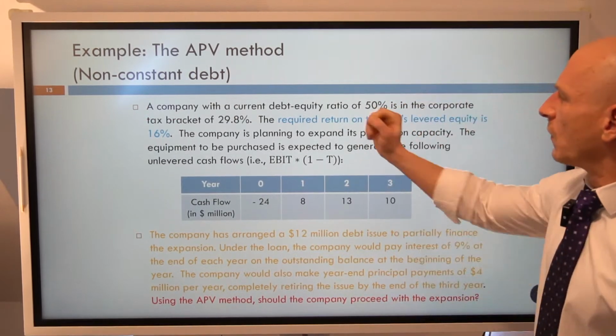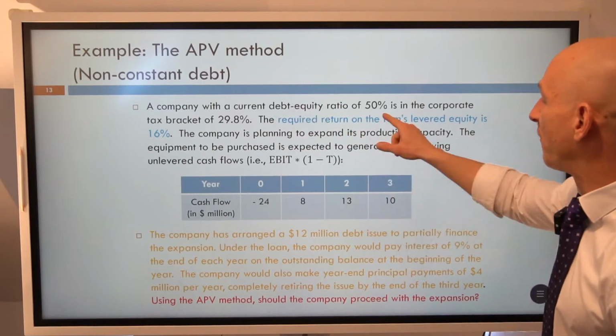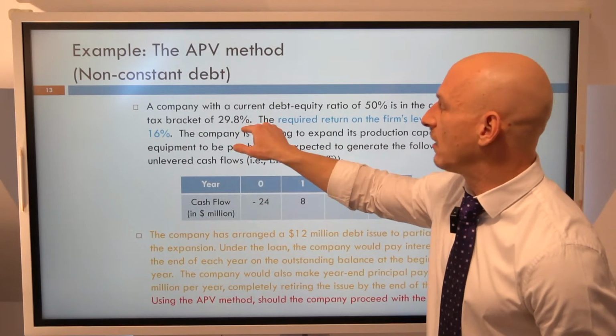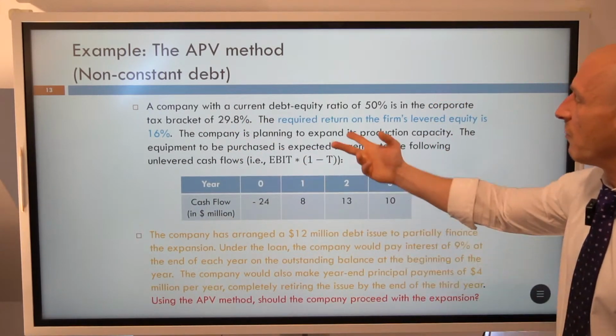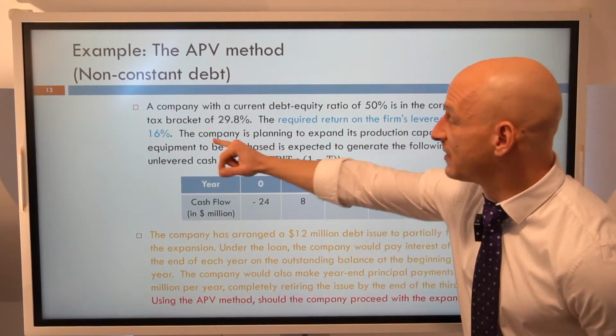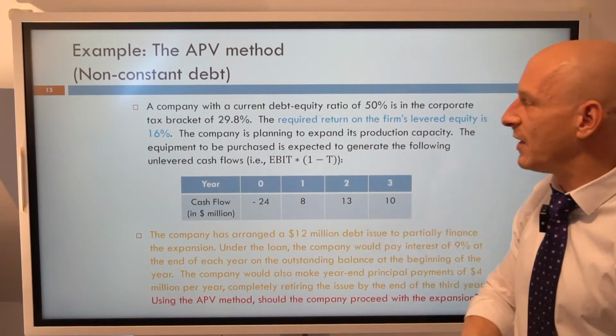Let's have a look. So we are looking at a company that has a current debt to equity ratio of 50%. They are in a corporate tax bracket where they pay a corporate tax of 29.8%. We also know the required return on the firm's levered equity. It's 16%. From our perspective, that is the cost of equity again.